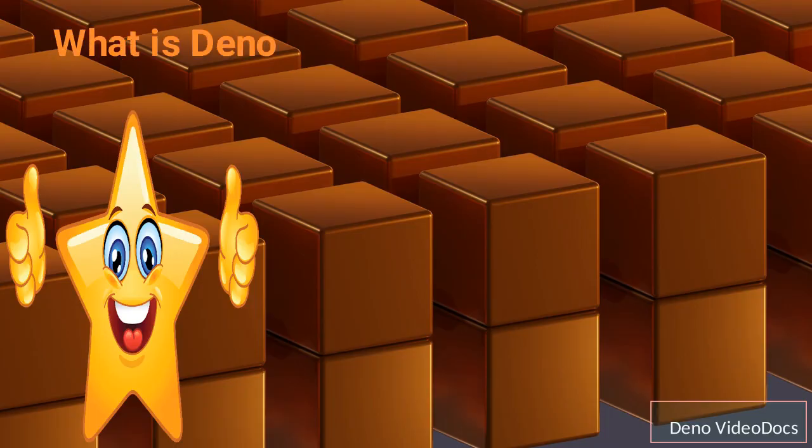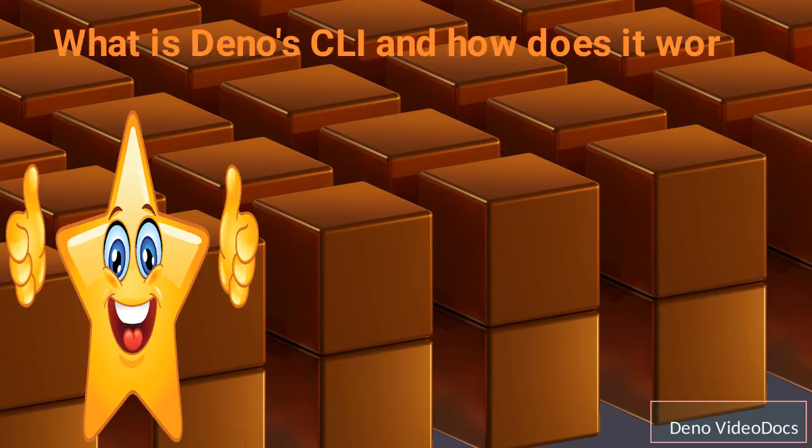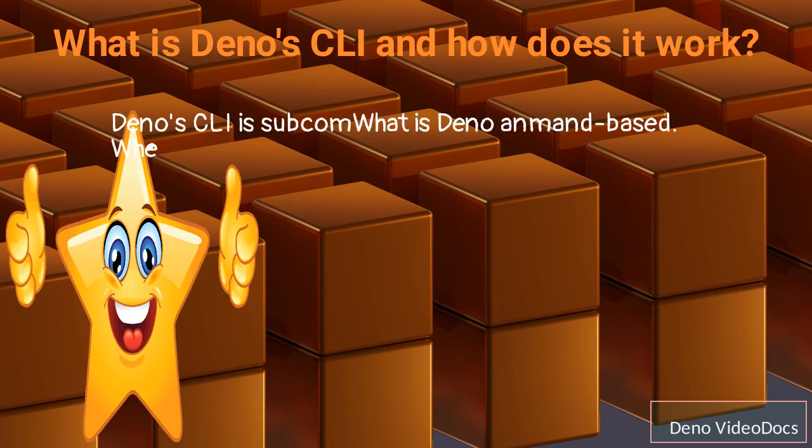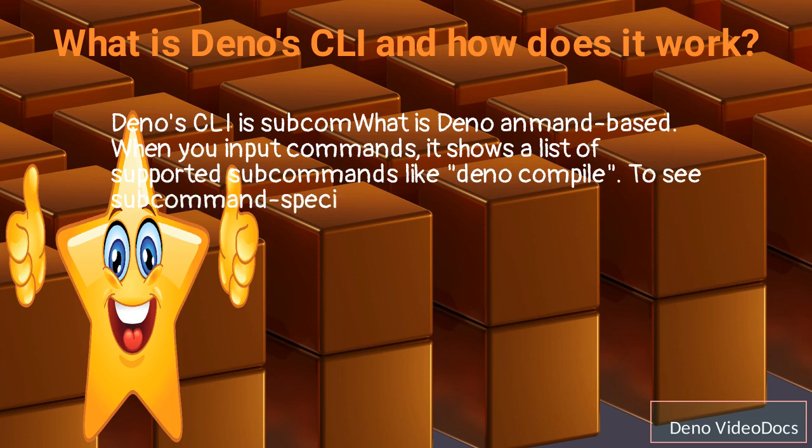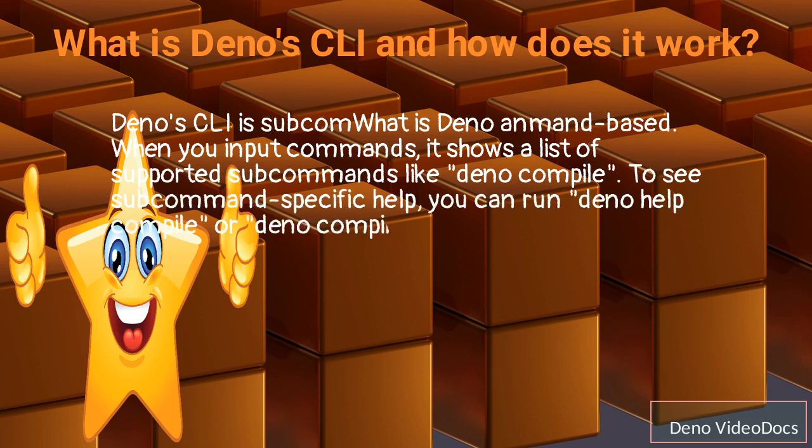What is Deno's CLI and how does it work? Deno's CLI is subcommand based. When you input commands, it shows a list of supported subcommands like deno compile. To see subcommand specific help, you can run deno help compile or deno compile -h.